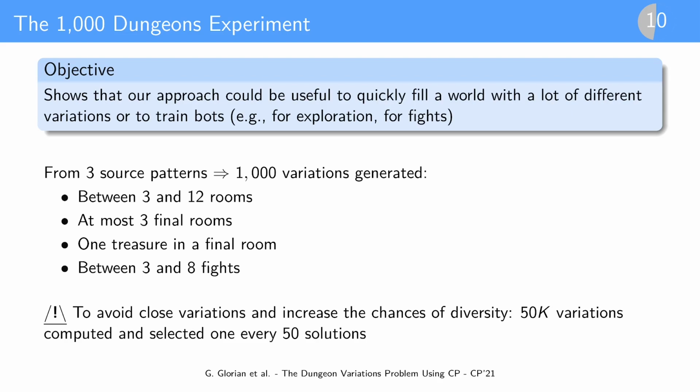In our example, we generated 1000 dungeons from 3 source patterns with the following configuration: between 3 and 12 rooms, at most 3 final rooms, final meaning that they are dead ends, 1 treasure in a final room, and between 3 and 8 fights. To avoid close variations, we use a simple method. We computed 50,000 variations and took one every 50 solutions.